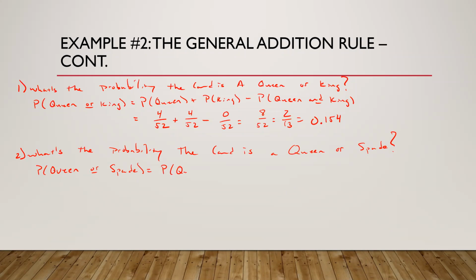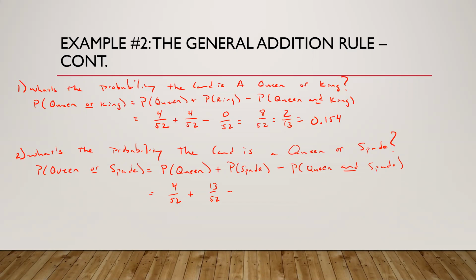So it's the probability of a queen. And when you see the "or" statement, what mathematical operator? Addition. Yep. Plus the probability of a spade. And then look, I'm going to write minus the probability that it's a queen and a spade. We know the probability to get a queen is 4 out of 52. What's the probability you get a spade, though? How many spades are there? Yep. So this is 13 out of 52.